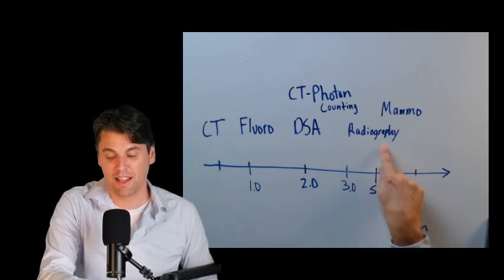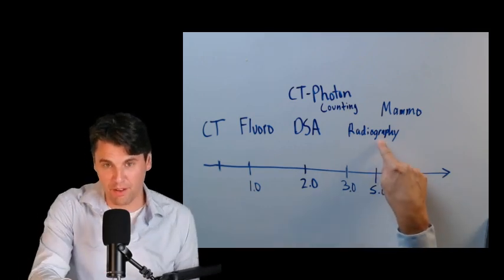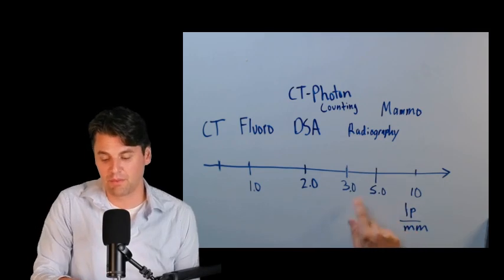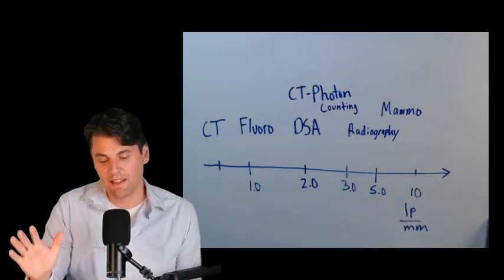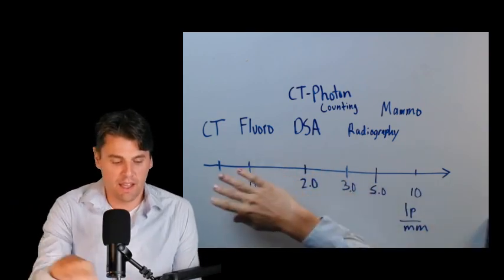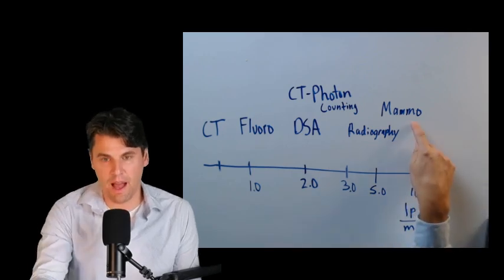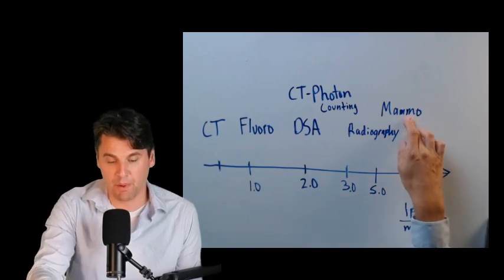Next, as you come down the line, you see radiography. This is the bread and butter of most x-ray departments. With radiography, you're going to be in this range from 3 to 5 line pairs per millimeter. And then finally, the systems that have the highest spatial resolution in all of traditional x-ray imaging are the mammography systems. These can be in the range above 5 line pairs per millimeter.